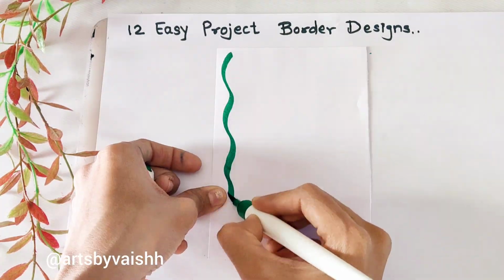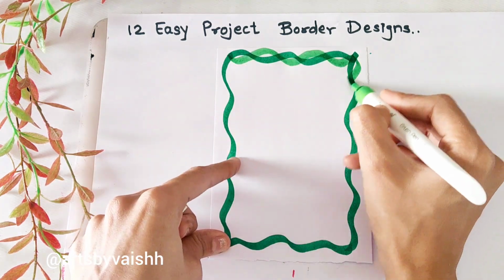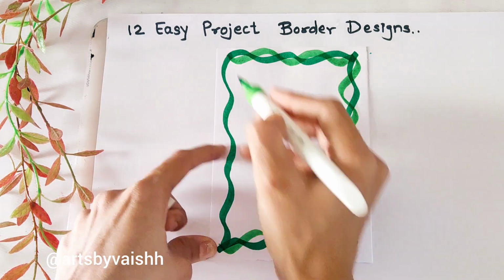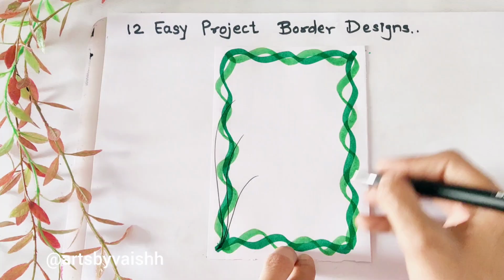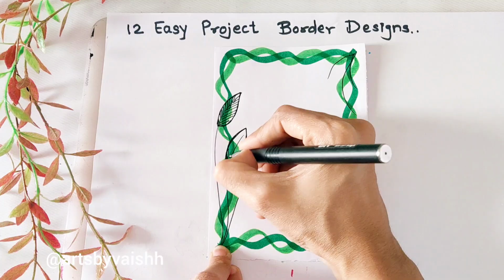In the next one I am drawing wavy line with dark green color in combination with light green. Now I'll draw leaves from 3 sides like this.